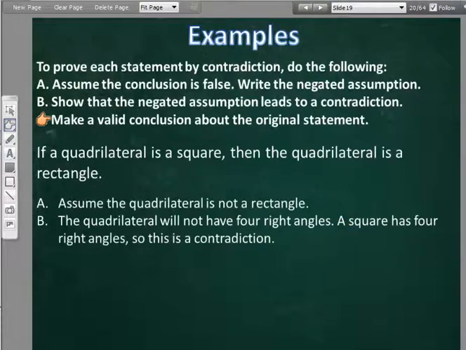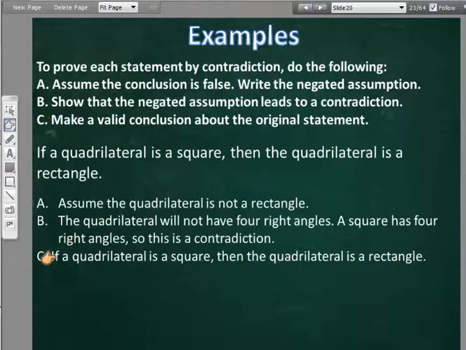C says, make a valid conclusion about the original statement. If a quadrilateral is a square, then the quadrilateral is a rectangle. That's a valid conclusion right there.